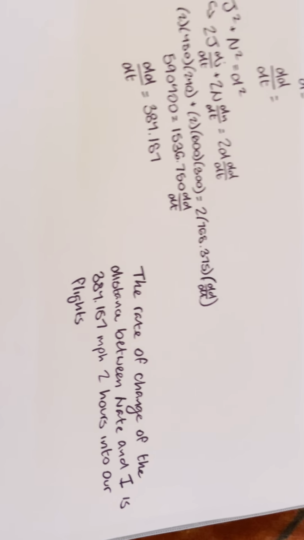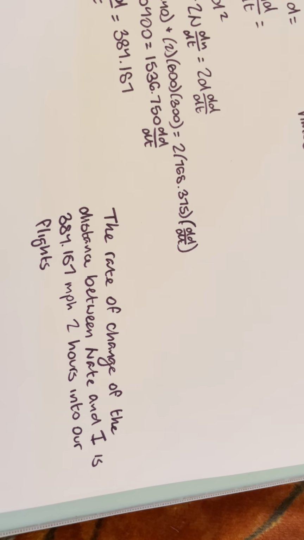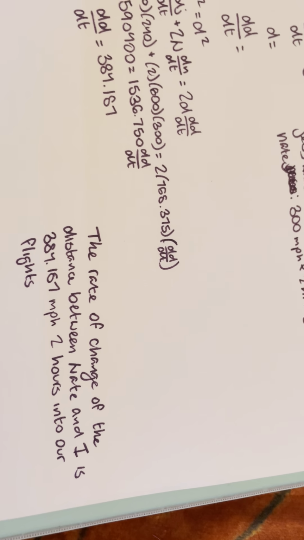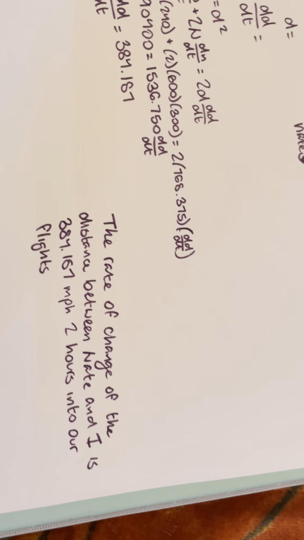384.187 equals dd dt. To put that in words for you, because I know you love us to do that on the FRQs, the rate of change of the distance between Nate and I is 384.187 miles per hour 2 hours into our flights.